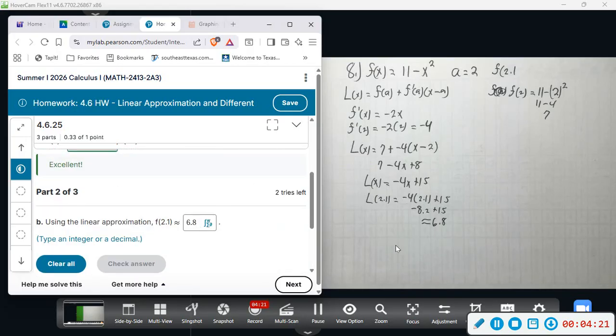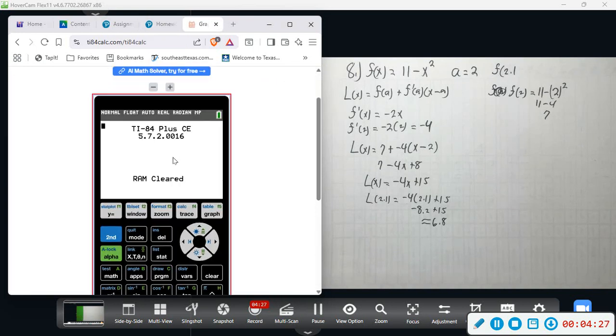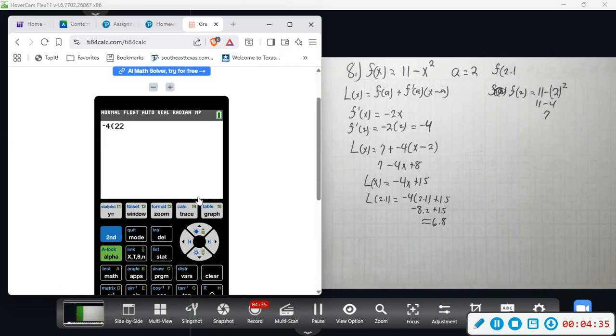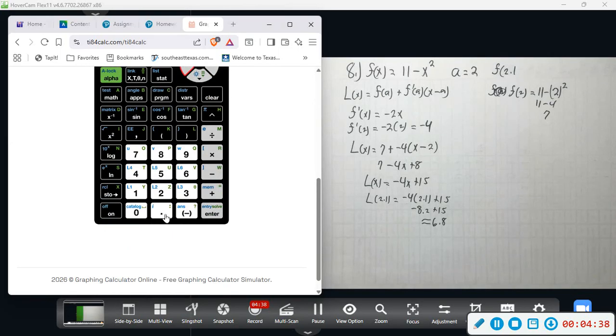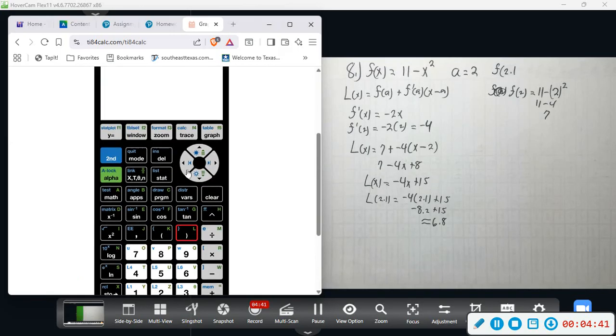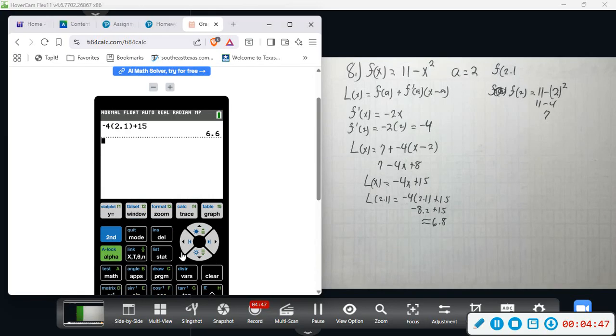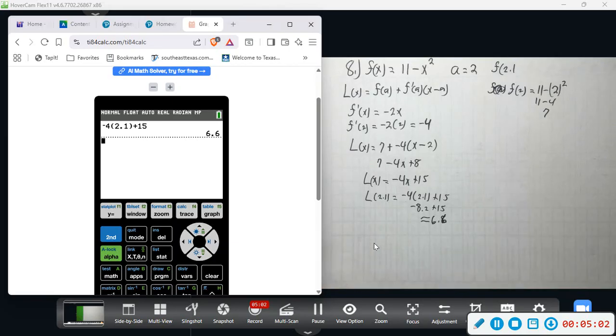That's what we did. Let me just make sure I did my math correct. I'll just type the whole thing in. Negative 4 times 2.1, and then plus 15. 6.6. How did I? That's 8. Oh, times 4. I did times 2. Okay, that's my problem. This is 8.4. So we're getting 6.6. Got to be careful with the math.